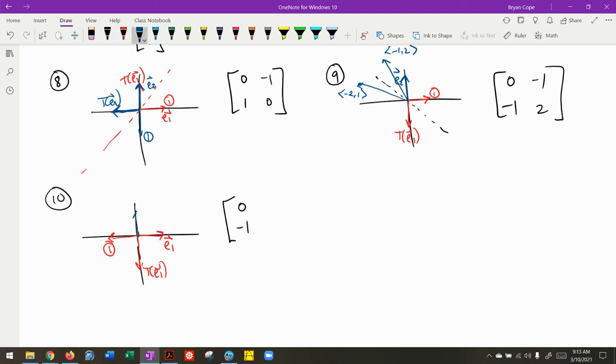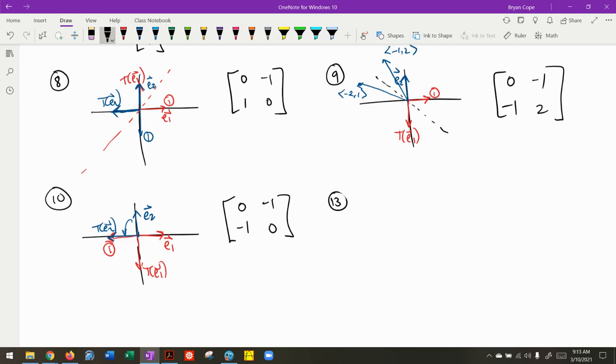Let's look at E2. Here's E2. When it gets reflected over the vertical axis, nothing happens to it. And then when we rotate pi over 2 radians, we fall down to here. And so this is T of E2, which means it lands at negative 1, 0. And so there's our matrix.